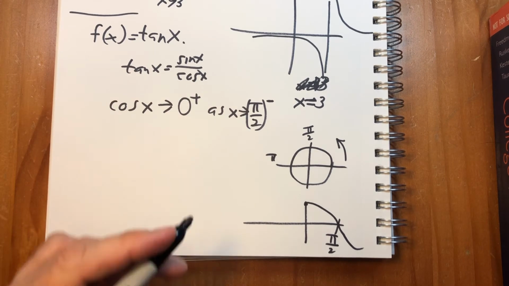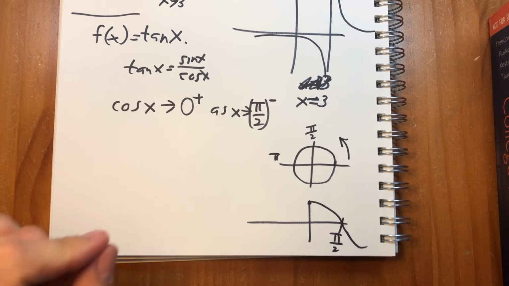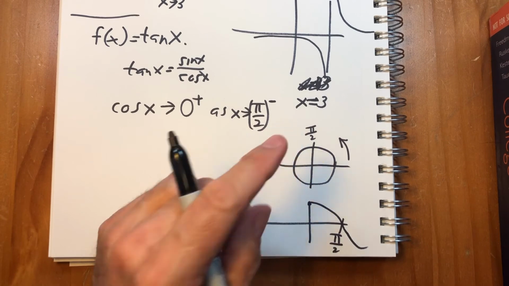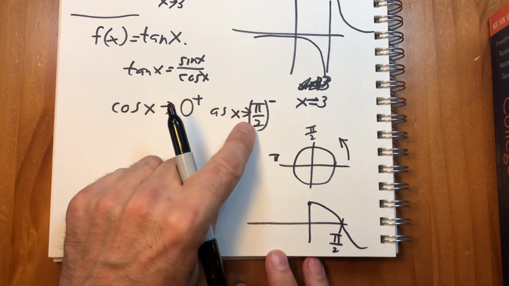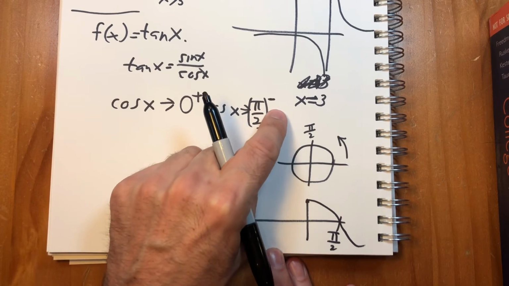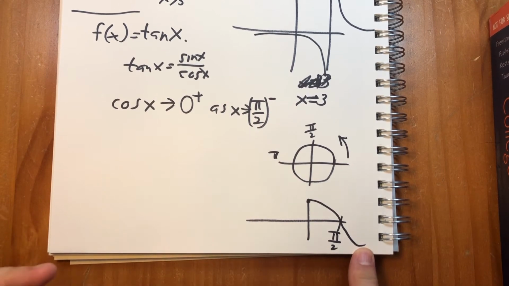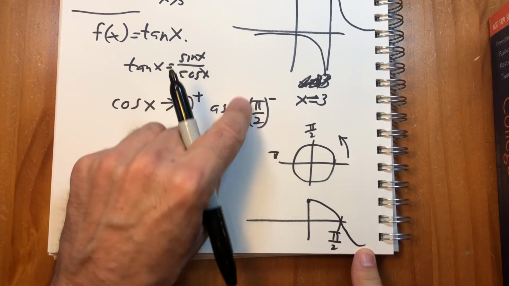So remember here, this notation, it's really important to keep in mind what this means. It doesn't mean that it's negative or positive. It's the direction that you're coming at it from. So what it means is that when we're approaching from the left, we're under pi over 2 and coming at it from the left. So we're getting bigger toward pi over 2. So that's what this means.